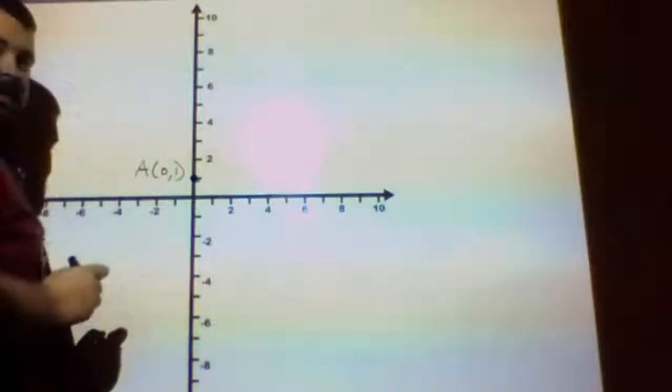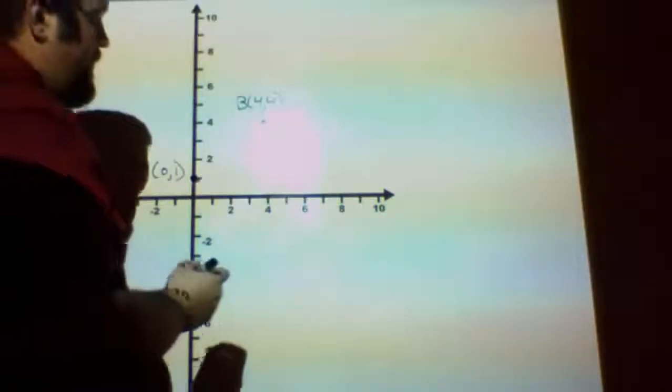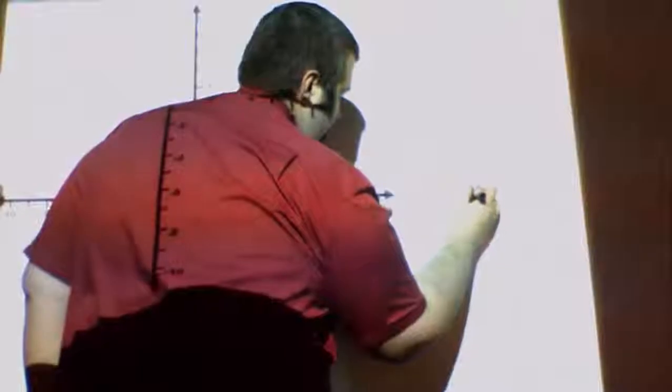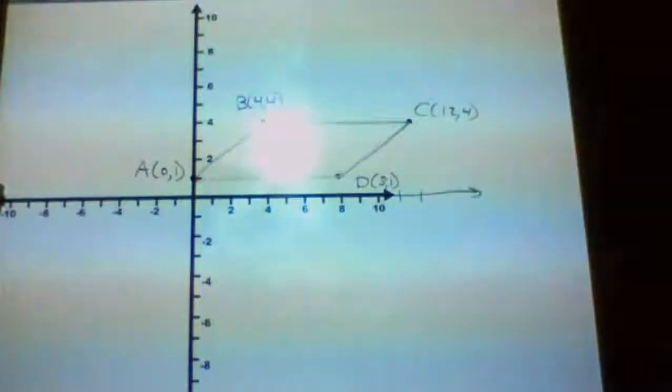So let's look. A is 0, 1. So 0, 1, this is A. The next point is 4, 4. So 4, 4, right about here. The next point is 12, 4. Alright, so I'm going to have to extend this a little bit. 12, 4. And the last point is 8, 1. Alright, so I've drawn it. And now all I have to do is show that it is a parallelogram.